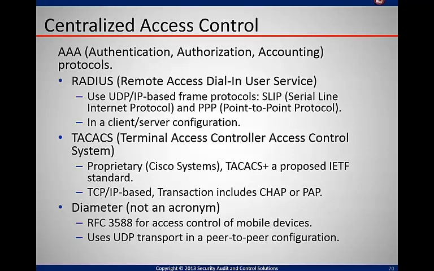Now, when we look at centralized and decentralized access, important here when we look at AAA or authentication, authorization, accounting protocols, we have the following solutions. We've got Radius that was developed by a company called Livingston. However, it's open source, and many products utilize Radius, which stands for Remote Access Dialing User Interface. It uses UDP based frame protocols, also SLIP or Serial Line Internet Protocol, and PPP, that is Point-to-Point Protocol. It's in a client-server configuration, and if you've used Microsoft Remote Access Services, Radius is key to this.